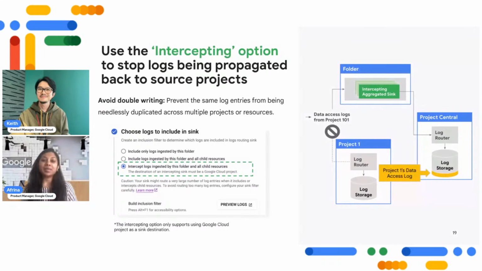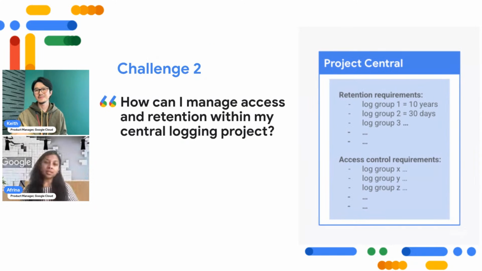All right. Now, I have more difficult questions coming your way. So let me ask you my next question. Now that we've centralized all the logs in one central location, how can I manage access and retention with my centralized logging project, right? I don't want to give access to every single person in the organization, but I still want to be able to give granular access. So how can we set different retention and access controls in my central logging project?